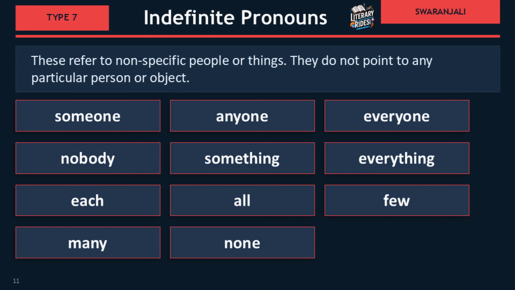Type number 7. Indefinite pronouns. These refer to non-specific people or things. Someone, anyone, everybody, nobody, something, everything, each, all, few, many, none. Everyone is welcomed here. Nobody told me about this. Something is wrong. Now let me show you 3 mistakes students commonly make with pronouns.